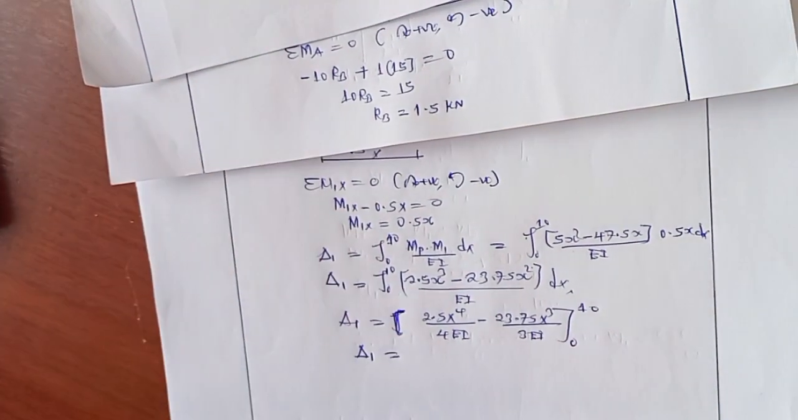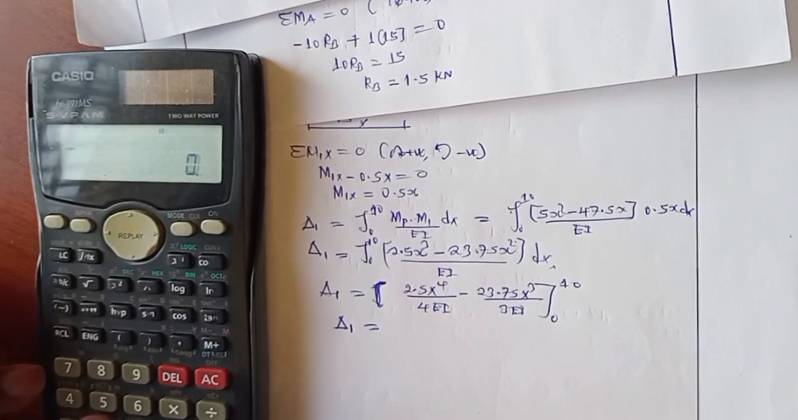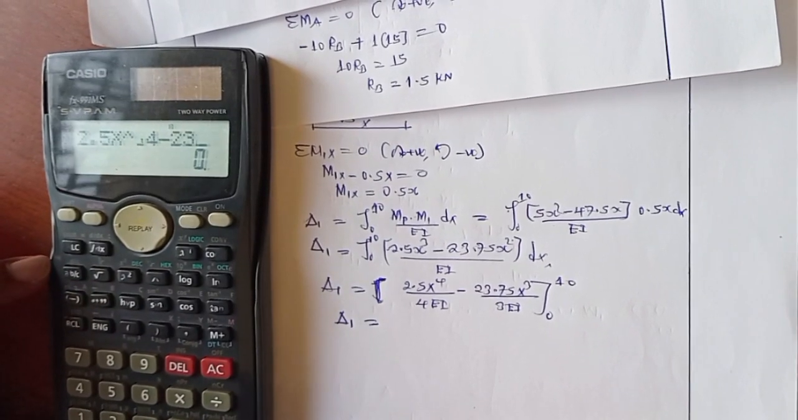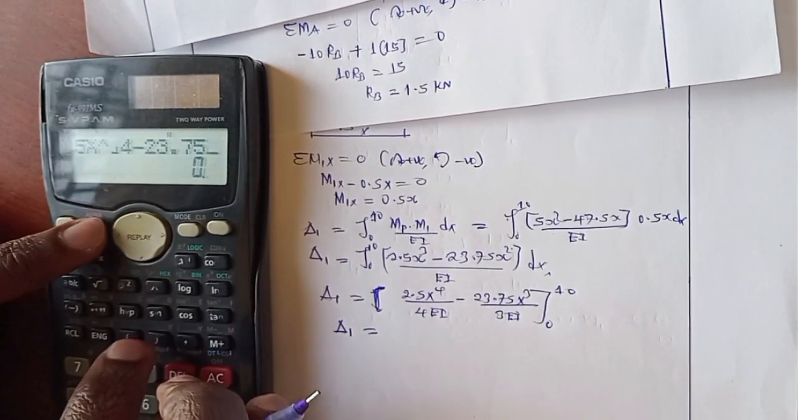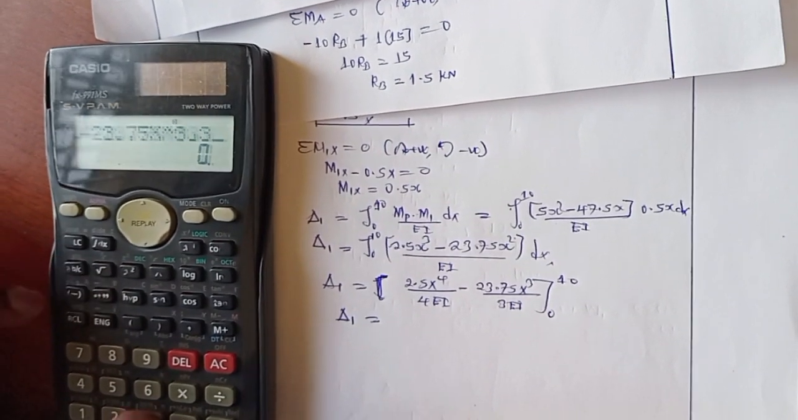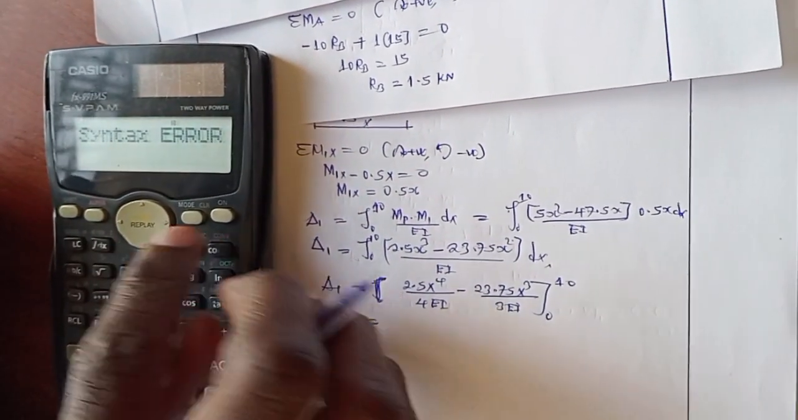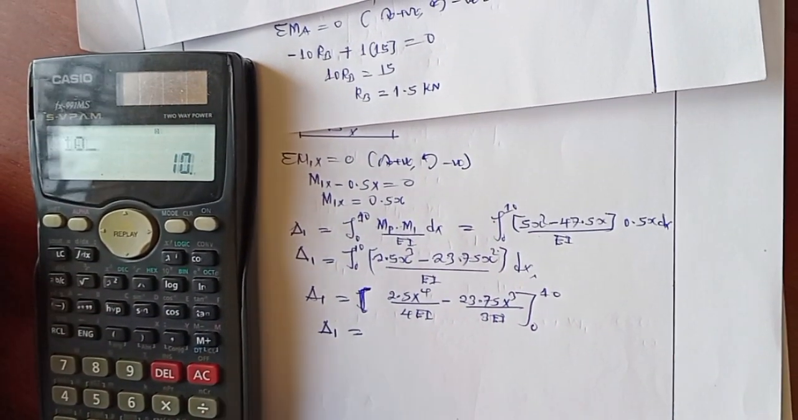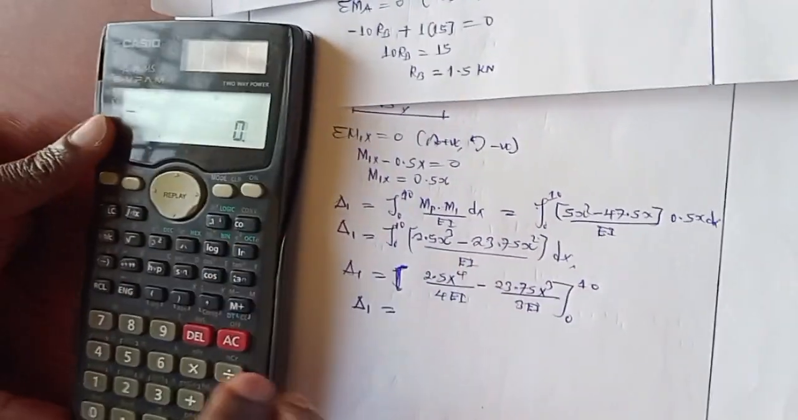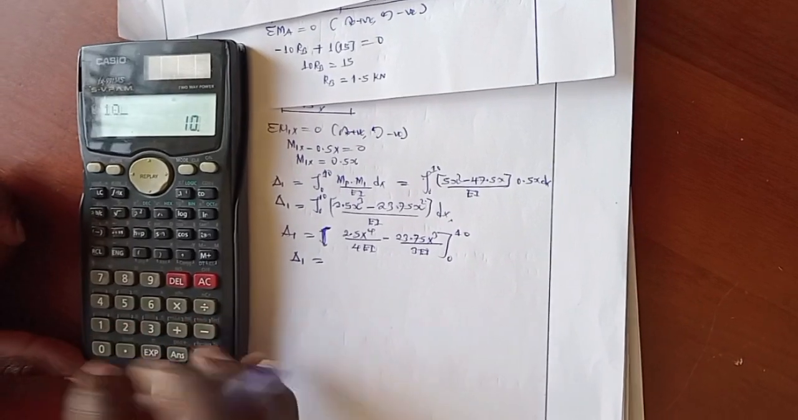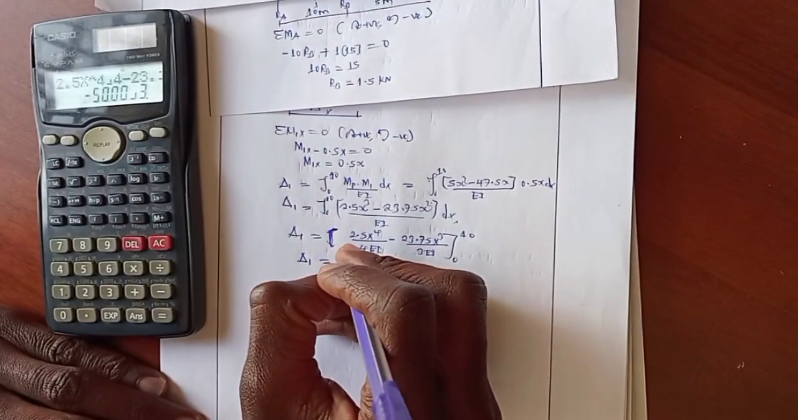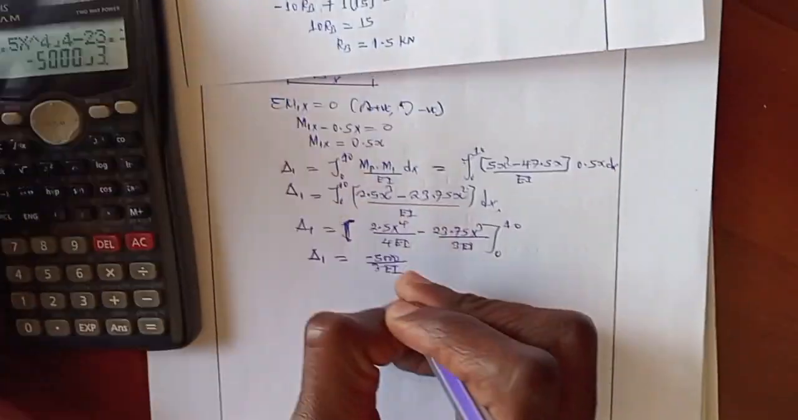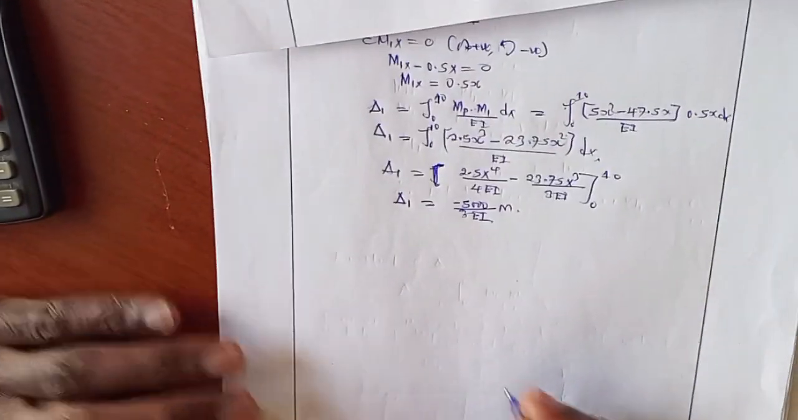Therefore, deflection for this point will be 2.5 minus 23.75, between 10, it will be negative 5,000 over 3EI. This is meter, since it's deflection.